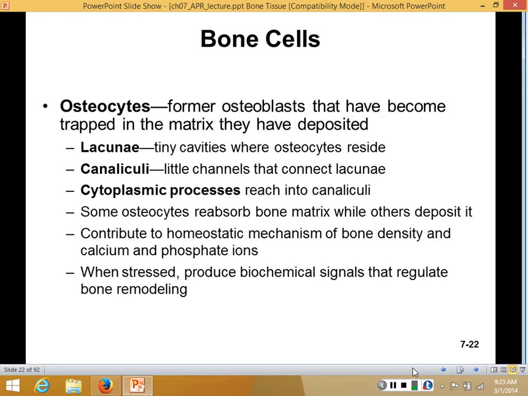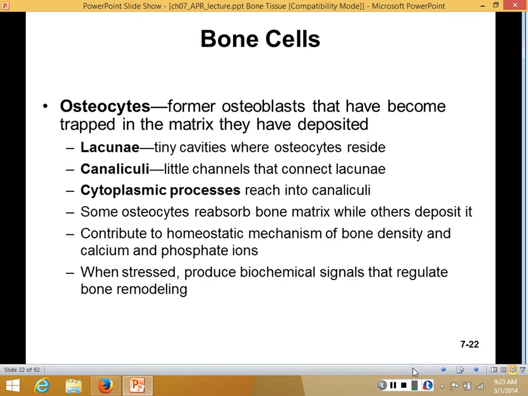If you will turn over to page 210, I mentioned gap junctions there. That's at the very top. Some resorb bone matrix, and others deposit. Bone resorption, what we're going to talk about a little bit later, is resorb.